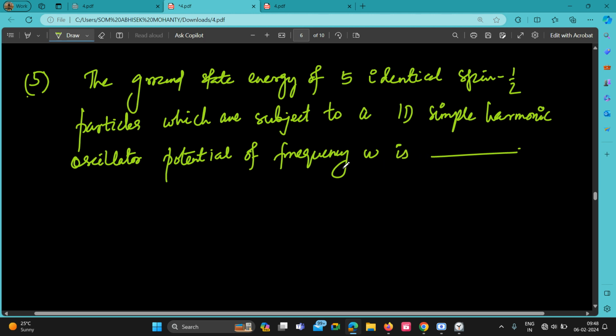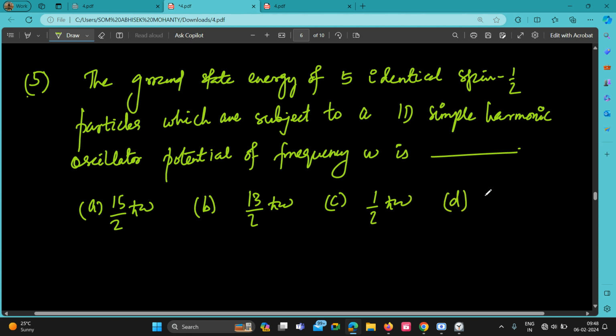A, 15 by 2 h cut omega; B, 13 by 2 h cut omega; C, 1 by 2 h cut omega; and D, 5 h cut omega. Okay. Ground state energy of 5 identical spinor particles which are subject to a one-dimensional simple harmonic oscillator potential of frequency omega is. Try this question in a few minutes.